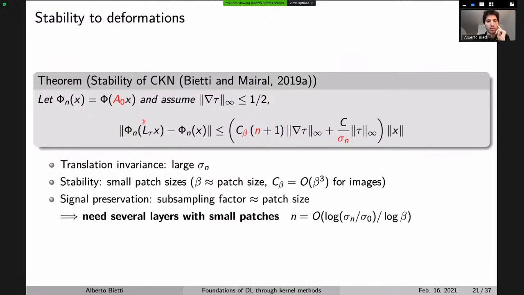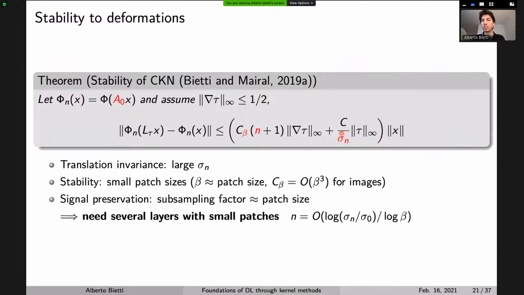As I said, we want to look at the difference in the final representations on the deformed image L tau x and the original image x. And here we assume that instead of x, this representation takes the anti-aliased signal, so A0 x, for some deformation that is not too large, but can still be quite large. It's a technical assumption, I guess. If the last size of pooling is sigma n, then the second term only depends on the last layer of pooling.